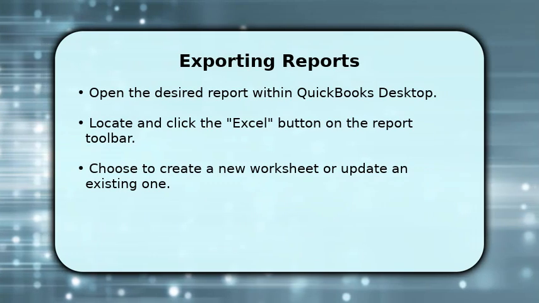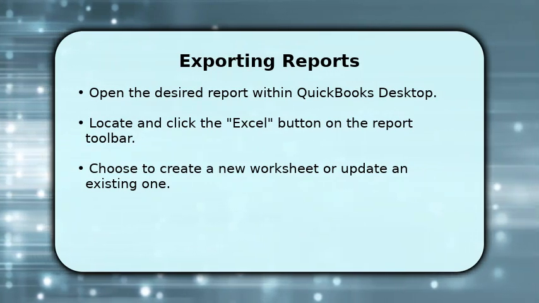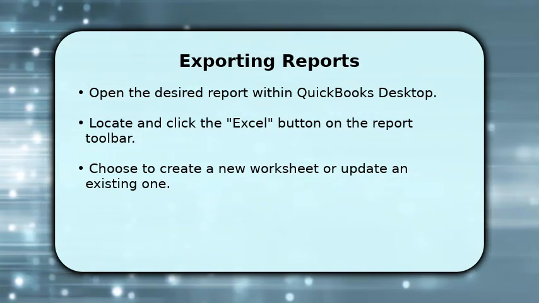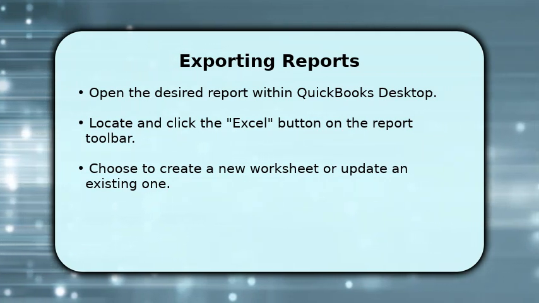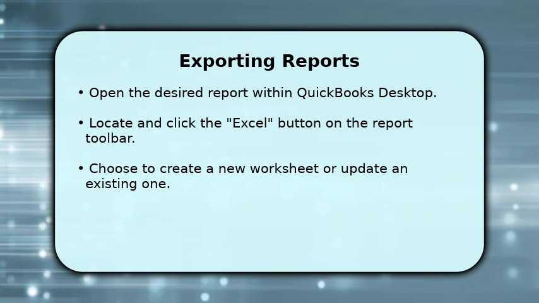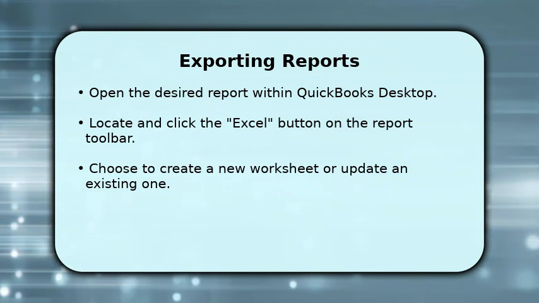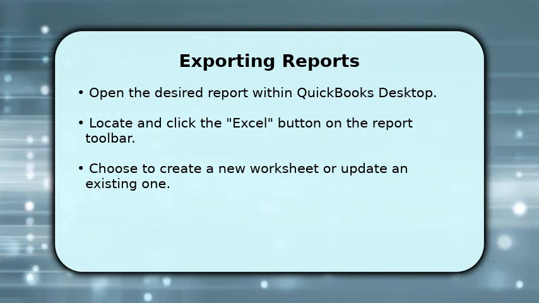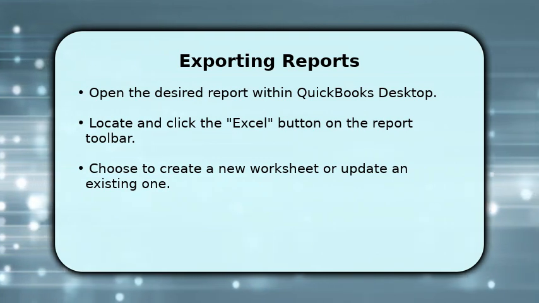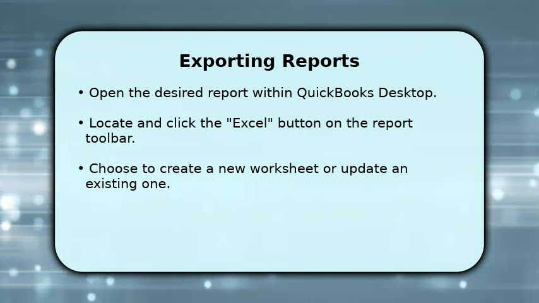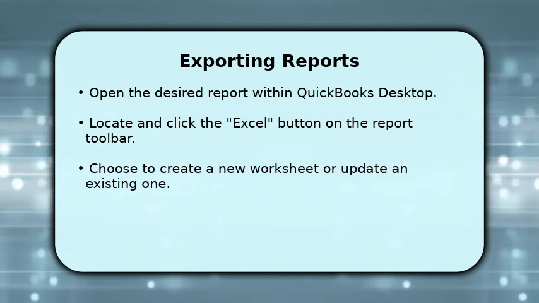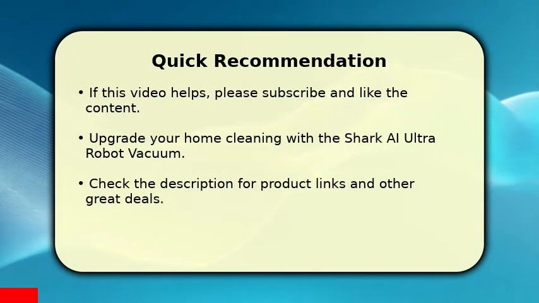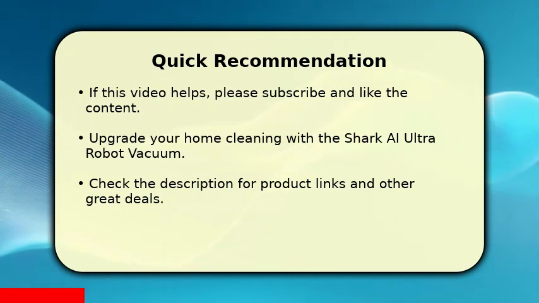To begin, open the specific report you wish to export directly in QuickBooks Desktop. Look for the Excel button, usually found at the top of the report window. Clicking this button will present you with options. You can either create a brand new Excel worksheet or update an existing one with your current report data. It's a straightforward process.